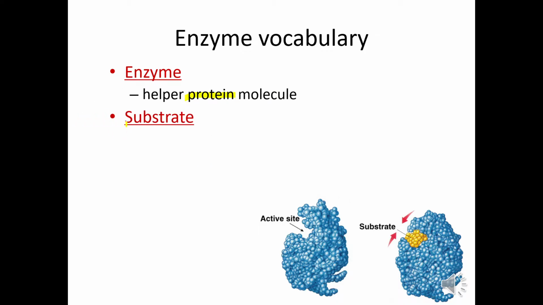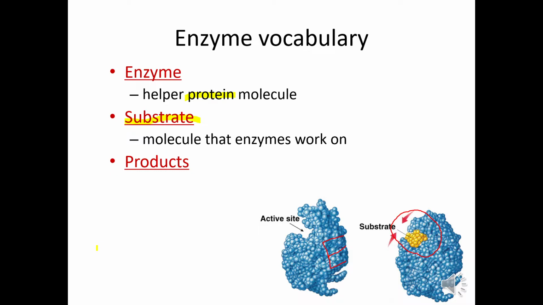Another word is substrate. This is what the enzyme does work on. So substrate is what the enzyme does work to. For example, there is an enzyme down here. The yellow piece that fits into the enzyme is the substrate.